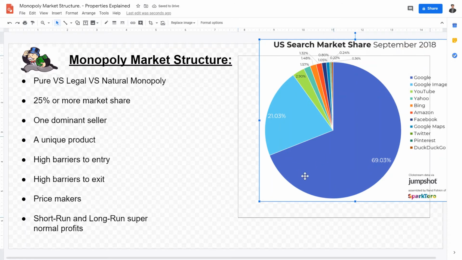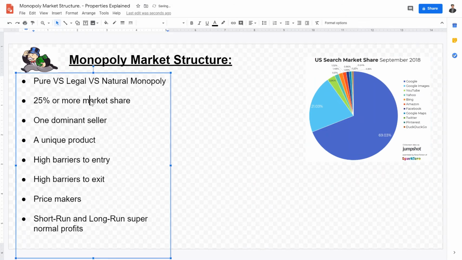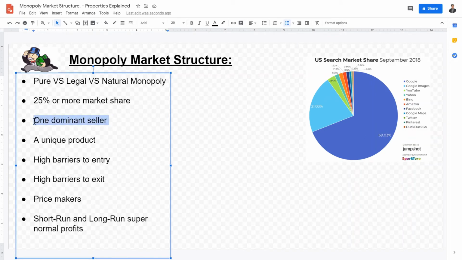So a monopoly does not mean 100% of the market share must go to you, but it has to mean the majority of market share; in some senses, above 25%, you could be constituted as a monopoly. Okay, so that also brings us to the next point.